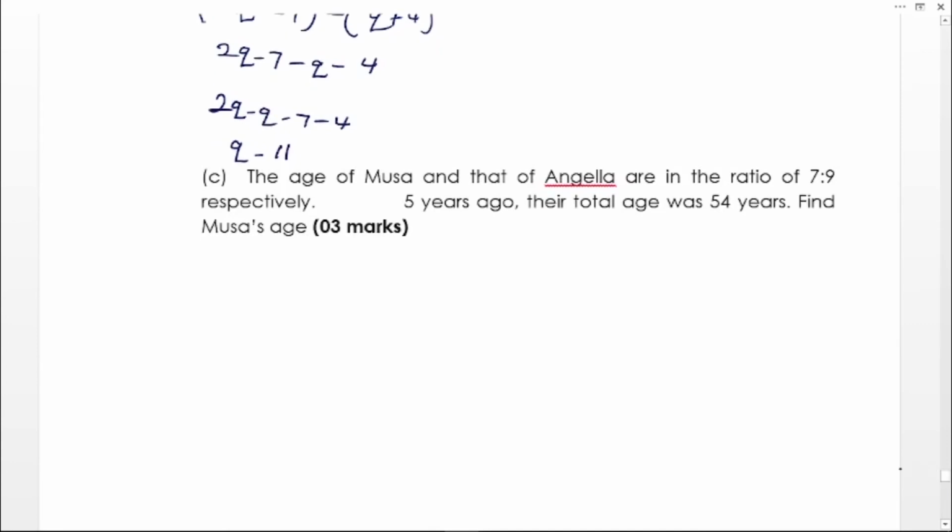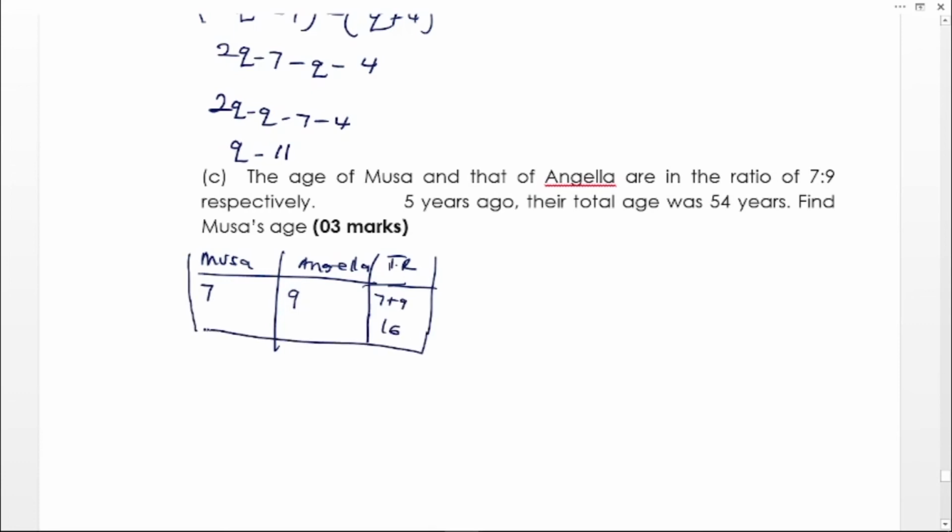Part B: the average of the age of Musa. The age of Musa and that of Angela are in the ratio of 7 to 9. So we are having our Musa and we are having our Angela, and we have their total ratio. These are the total parts they share. Musa is taking 7 parts and Angela is taking 9 parts. Then the total is going to be 7 plus 9, which is 16 parts here. Now this is the present age.